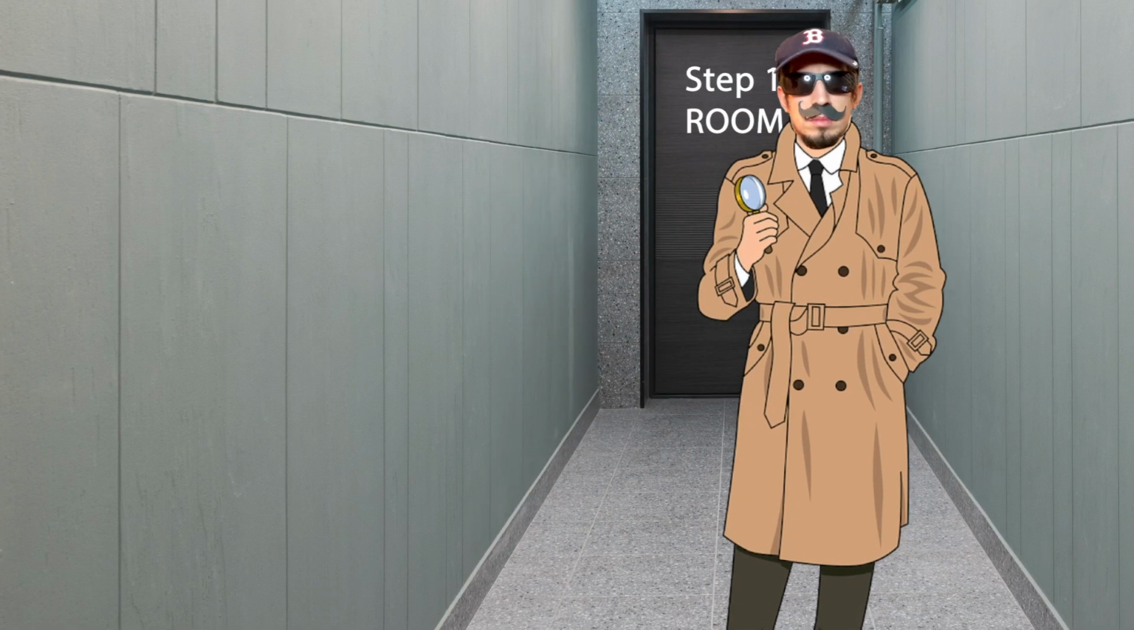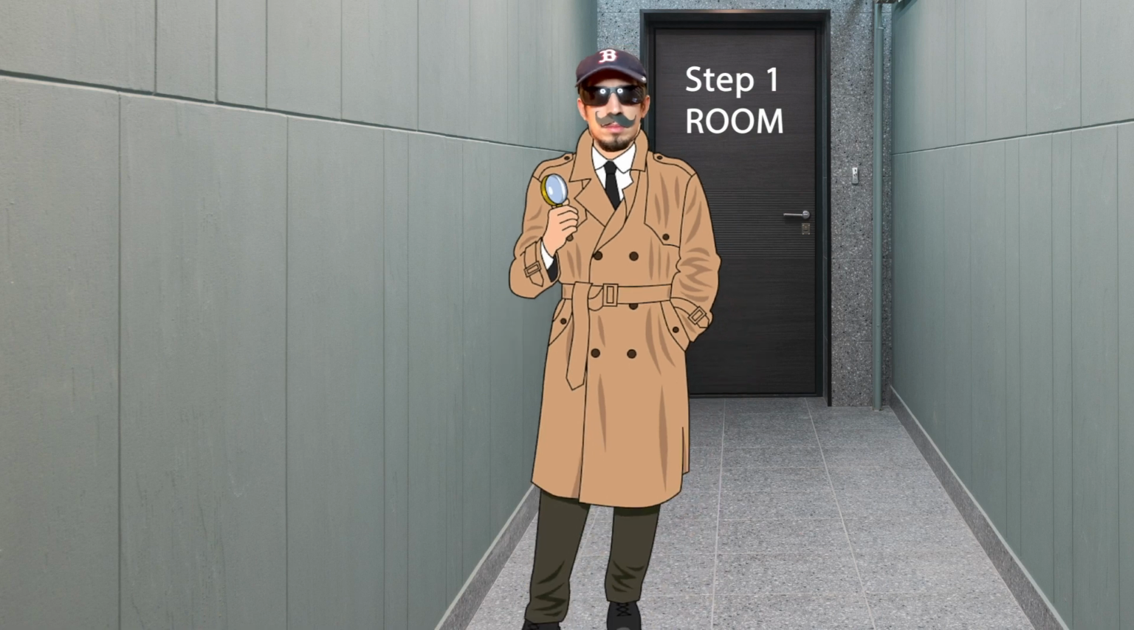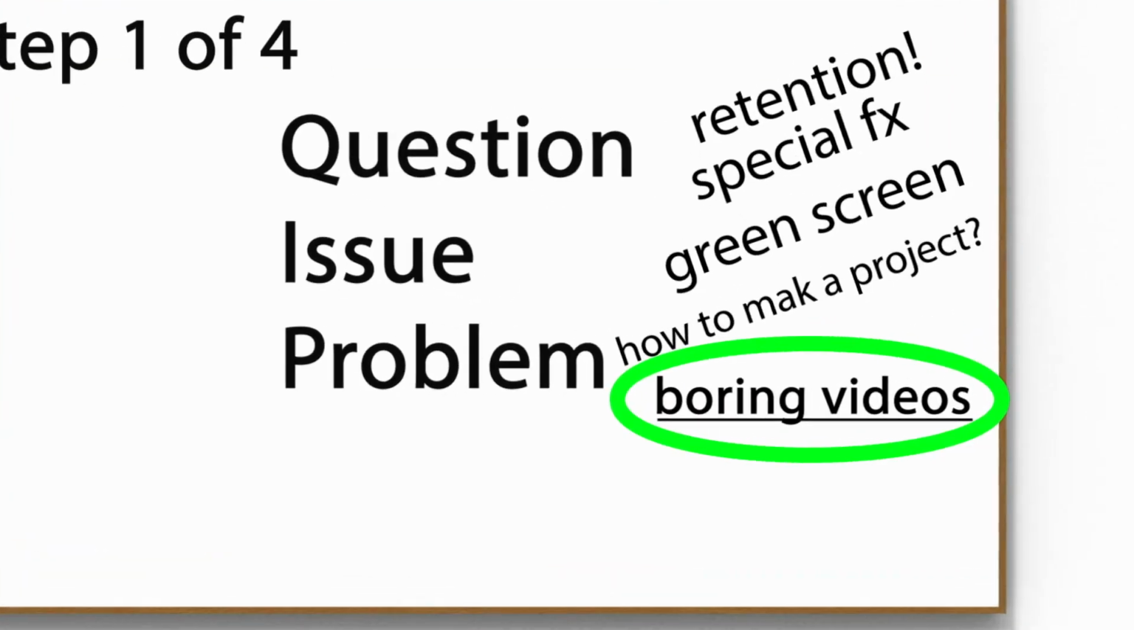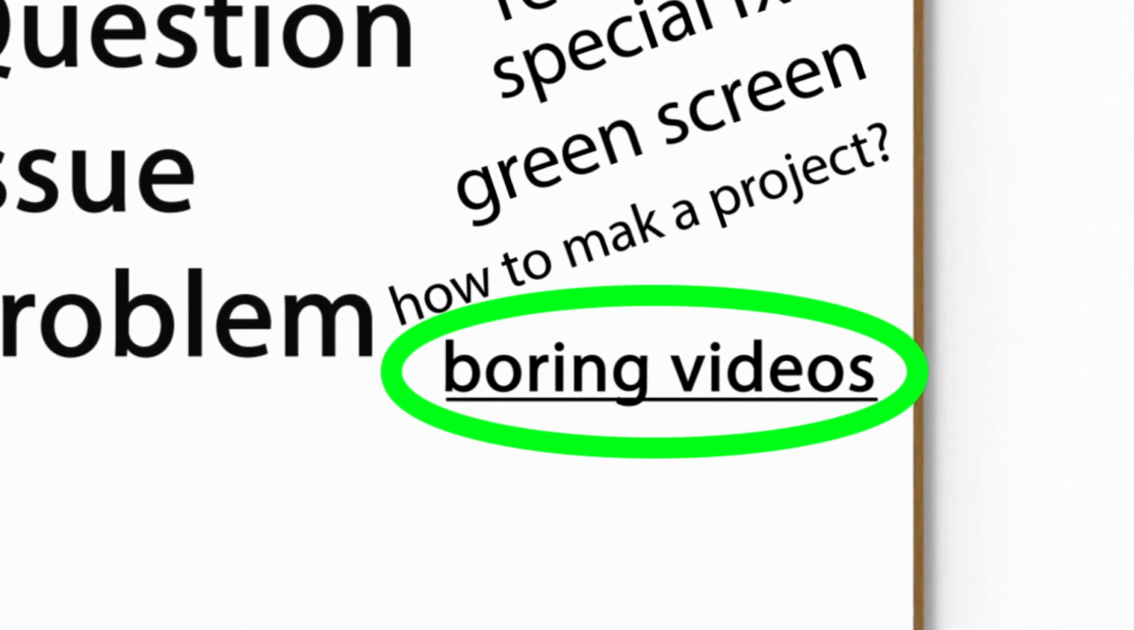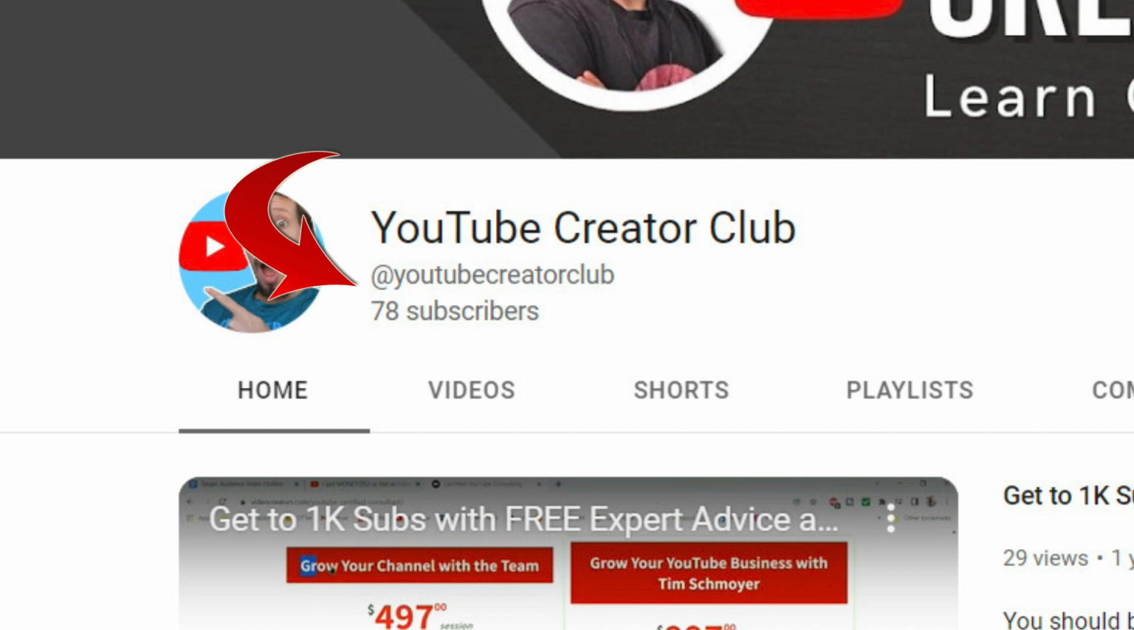Luckily, I have a disguise for that. Okay, I got into the building now. Where is the room? Oh, it's in the step 1 room. What do they have listed down as a quip? Oh, boring videos. Oh, they surveyed their audience to ask them. But I don't have that kind of audience.